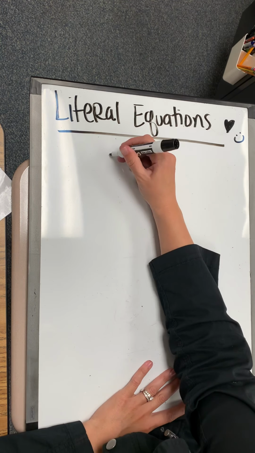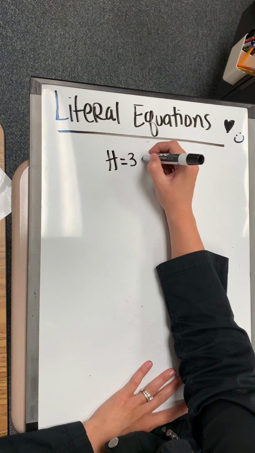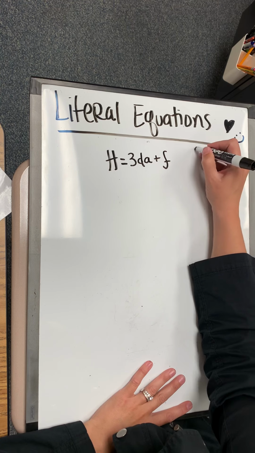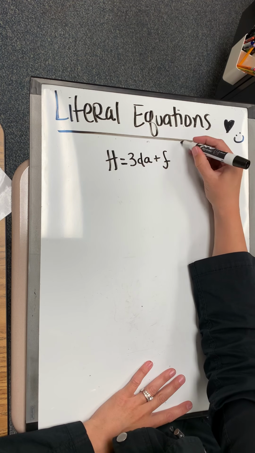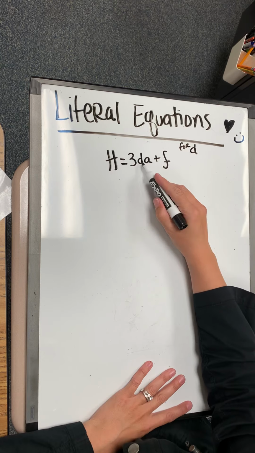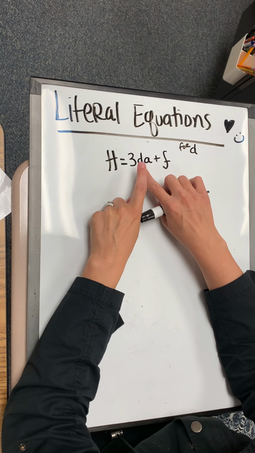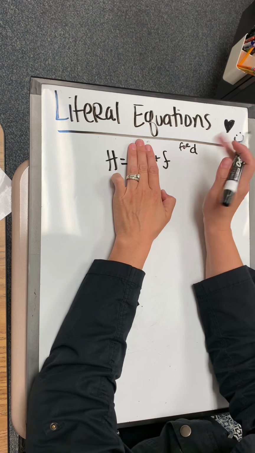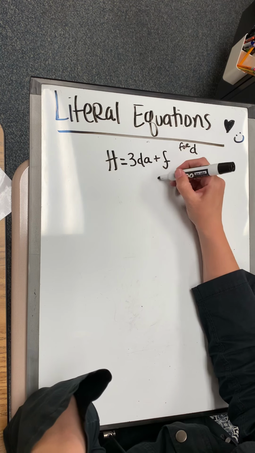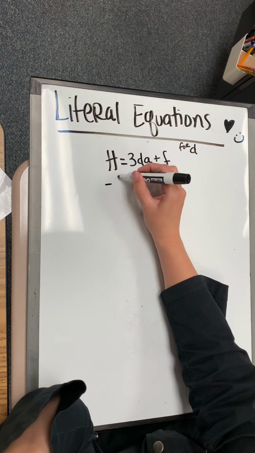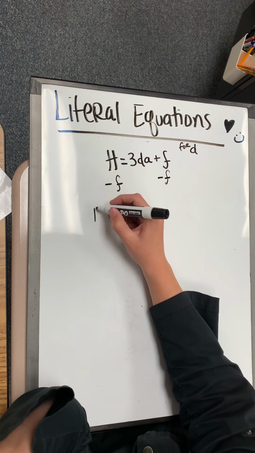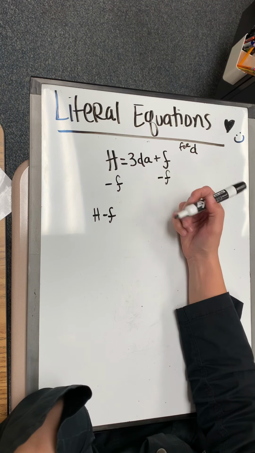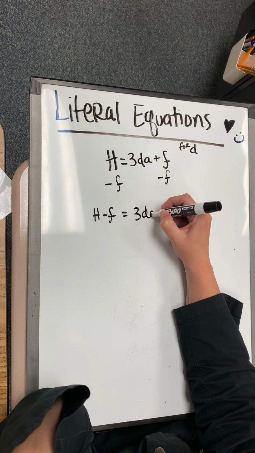Okay, so if we have capital H is equal to 3dA plus f, I can solve for d. Okay, so D is currently being attached to 3 and A. So I have to deal with them last. I have to get rid of this guy who's not attached to him. And I get rid of him by doing the opposite of add, which is subtract. So minus F. Now, because these aren't like terms, I just set them next to each other. H minus F, that's what I did up here, that's what I do in this line, is equal to 3DA.